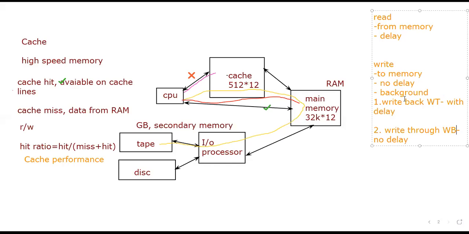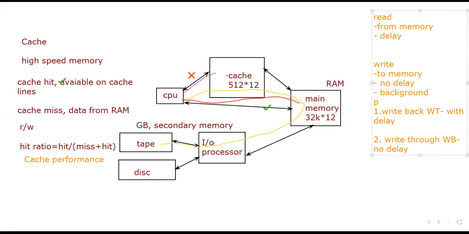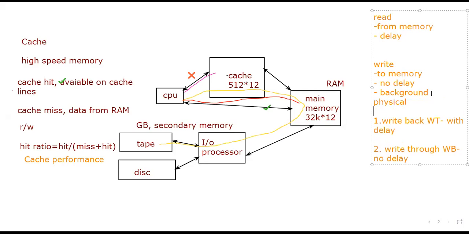Understand? So this may be asked for 2-3 marks, and these are the writing methods. This method is done using a physical address. You should know what a physical address is. Physical addressing mode in cache, so this is done in physical addressing mode.